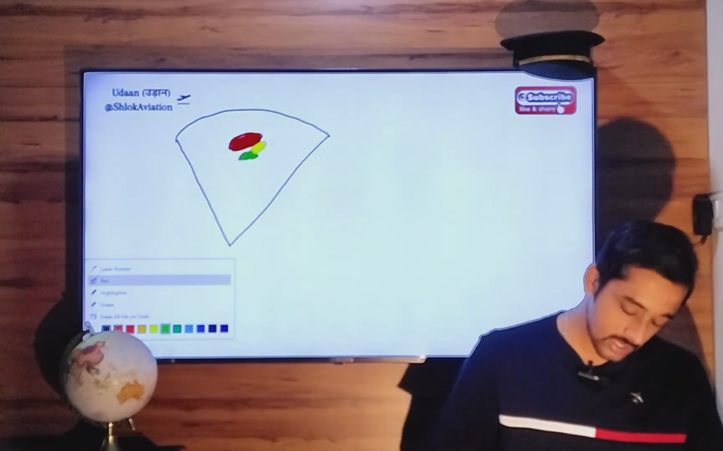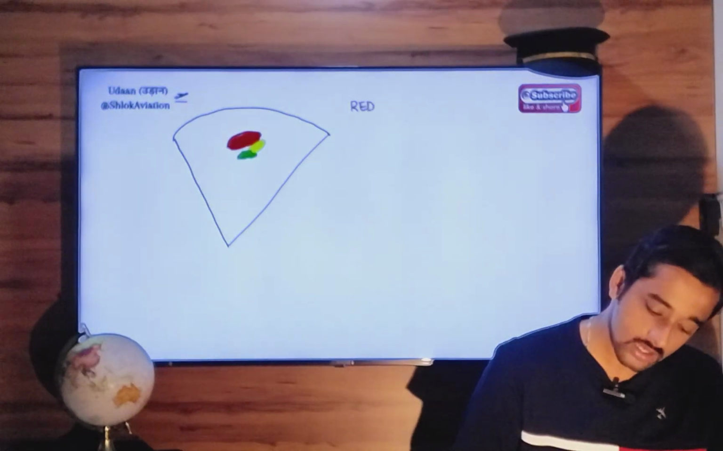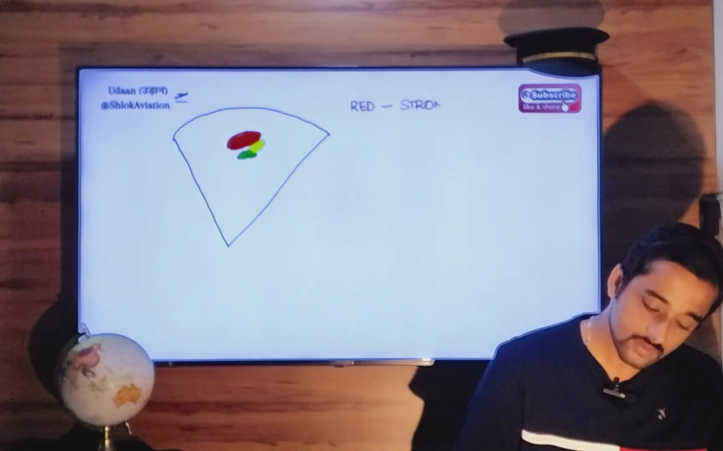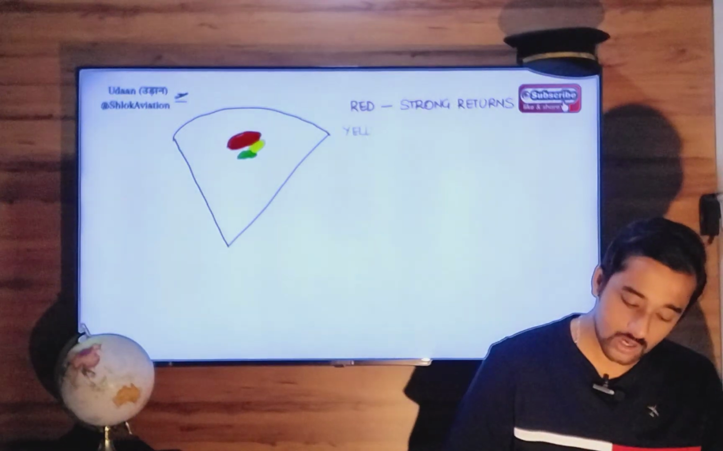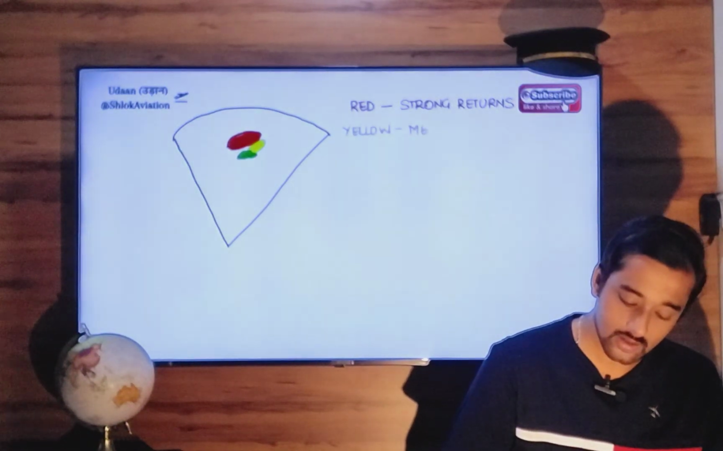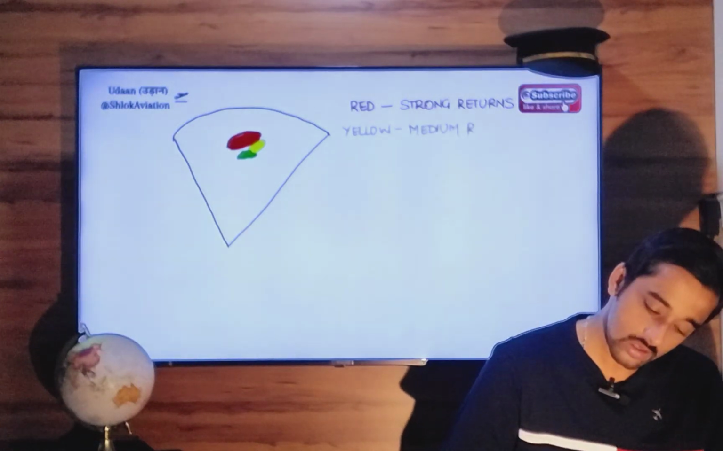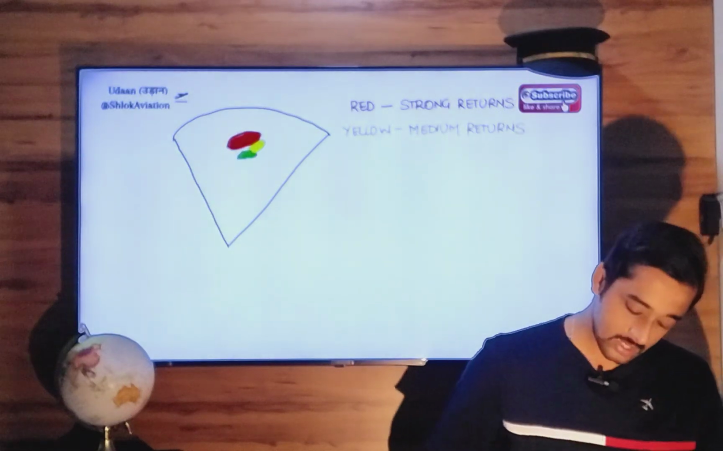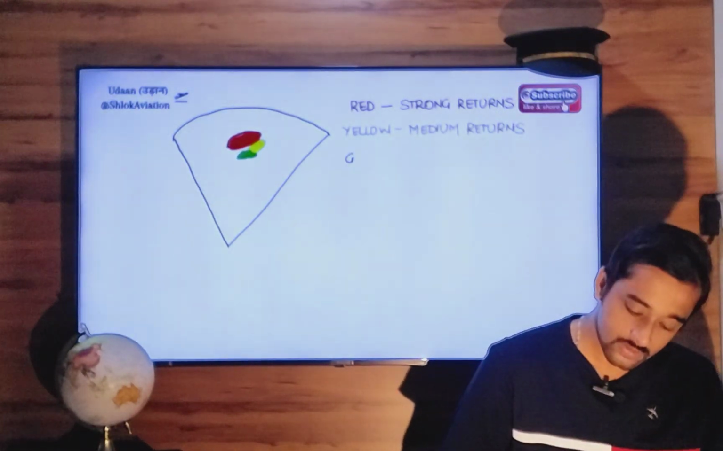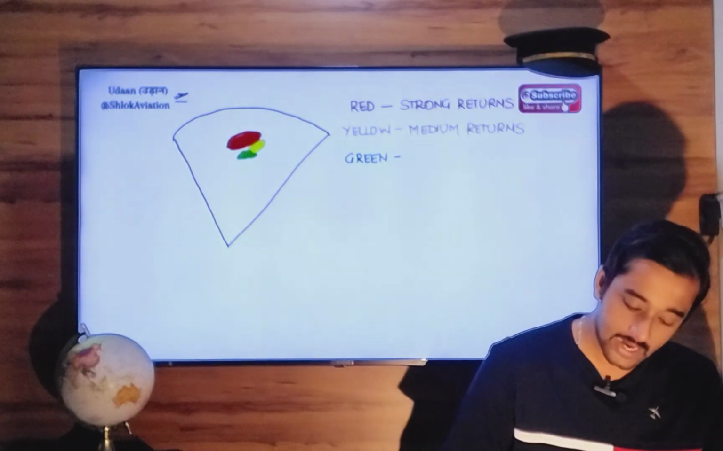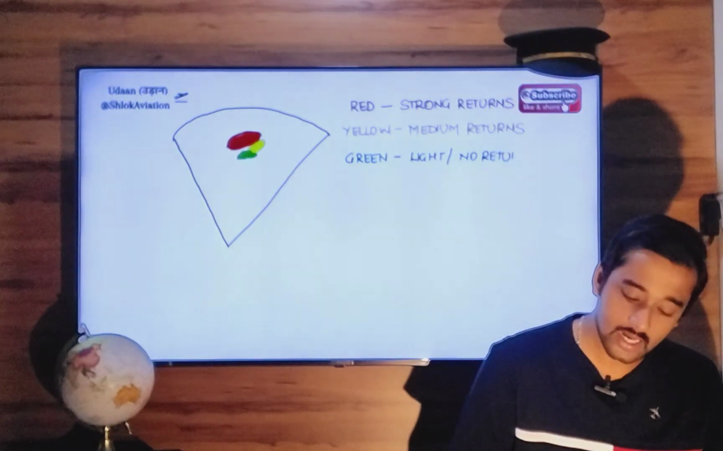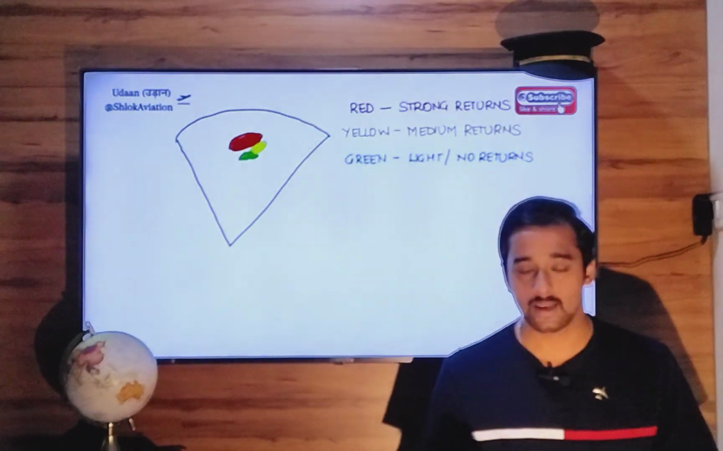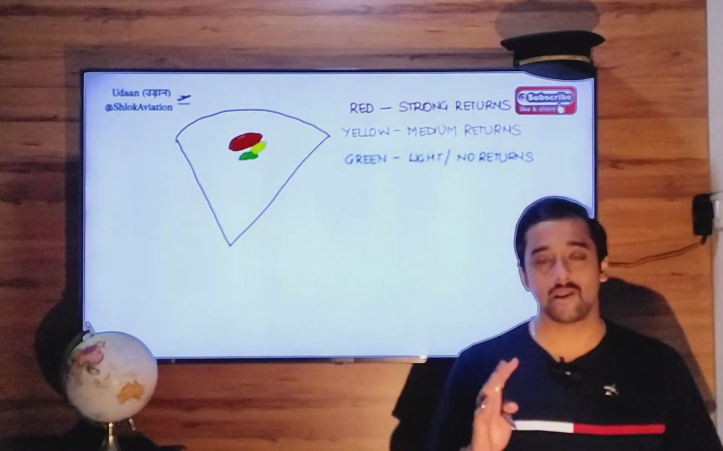So red stands for strong returns. Remember this. Yellow stands for medium returns. Green stands for light returns or no return at all. Light or no return. Light no returns can also be represented by black color. But as of now, remember these three colors: red, yellow, and green.